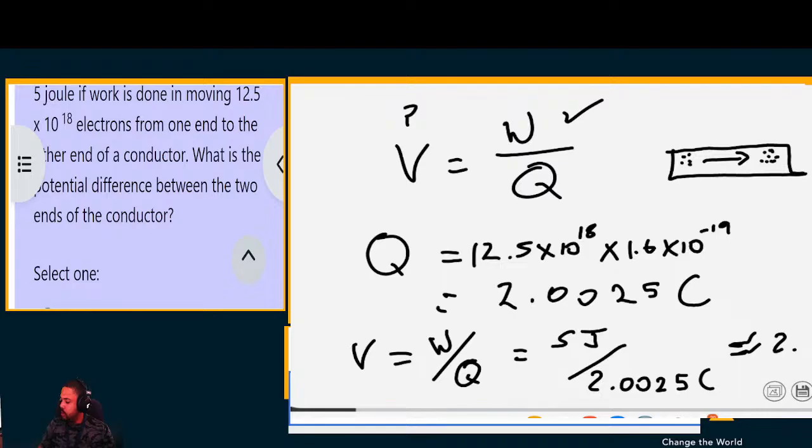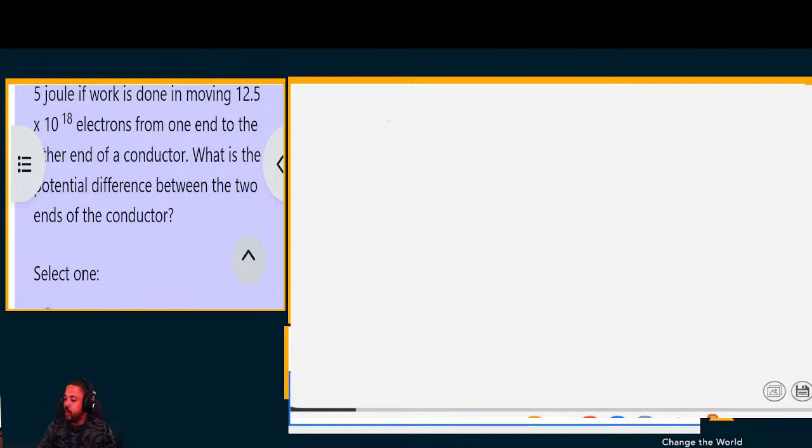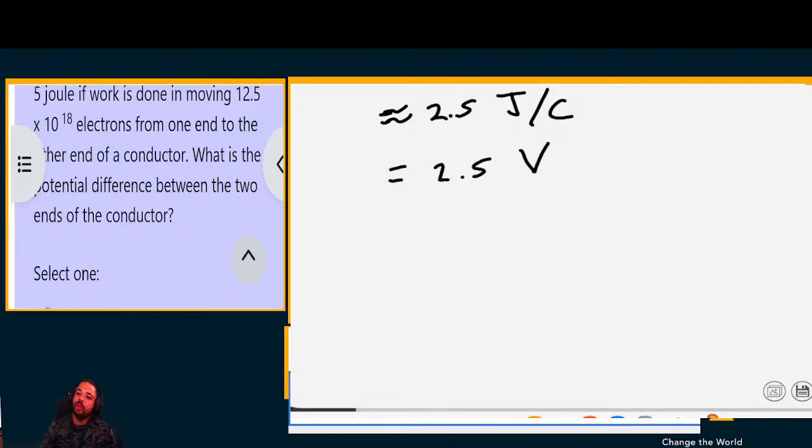2, let me write it on the next. If you take this answer, we go to the next page. That answer is approximately 2.4, or rather 2.5. Let's just make it 2.5 instead of 2.49. It's approximately 2.5 joules per coulomb. And another way of saying joules per coulomb is 2.5 volts. That is 2.5 volts. That's the potential difference between the two ends of the conductor.